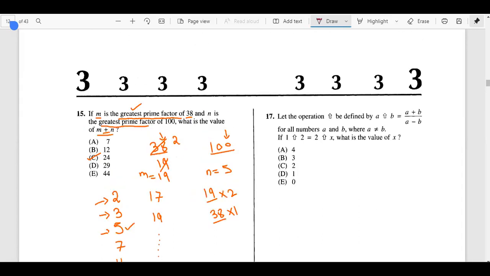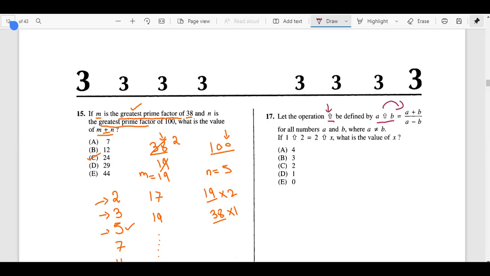Okay, now we have the 17th question. Let the operation be defined by this. I don't know about you guys, but when I was in my A2 and AS, like in A levels, I did not study about these operations. I studied all of this when I was doing my bachelor's in maths. Don't worry about this, because everything has been told in the question. So this operation is defined this way.